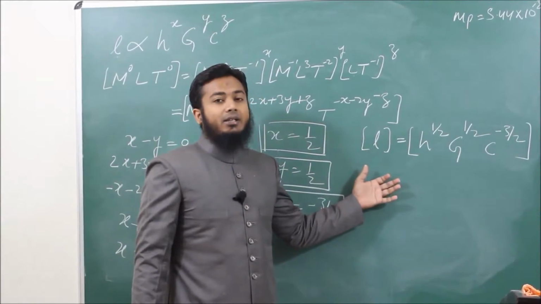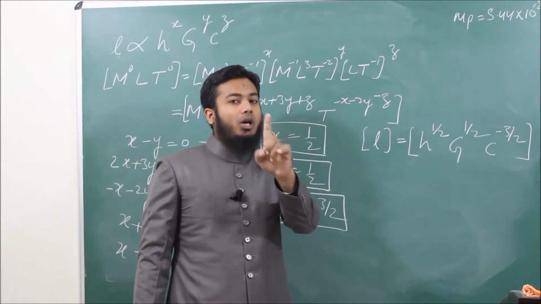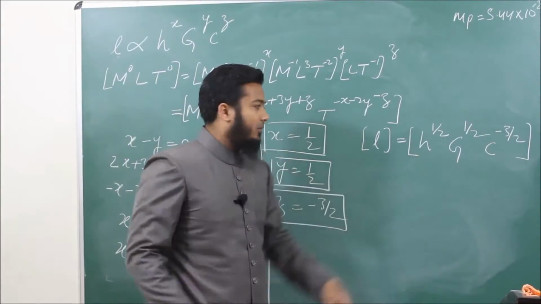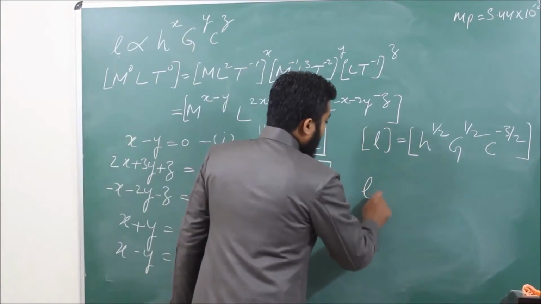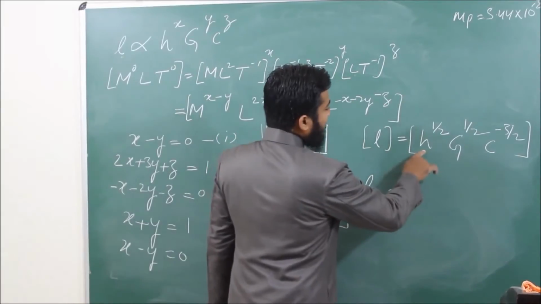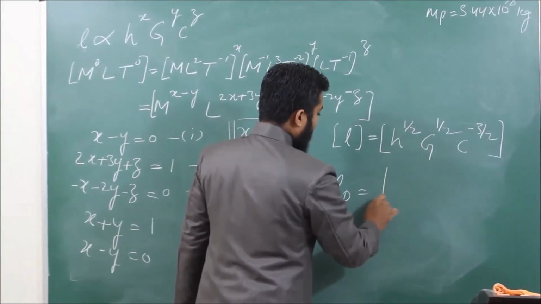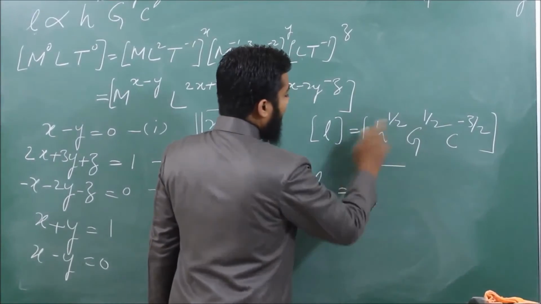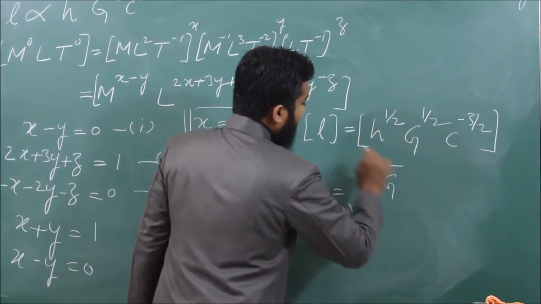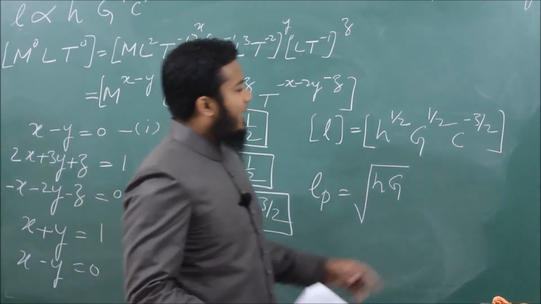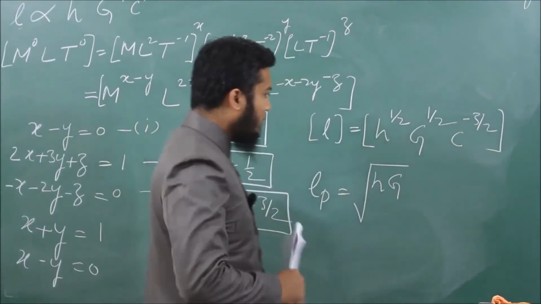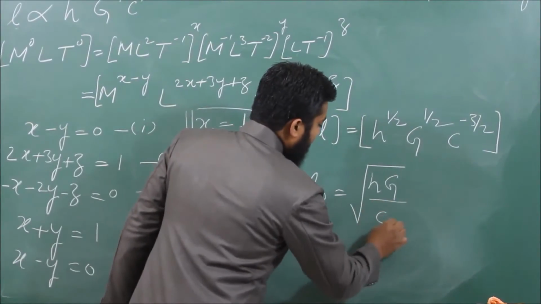Further, you can calculate how much will be 1 unit length in this system. So let's write this LP, Planck length, and H, G have powers plus half. So they will appear in numerator, H into G, and C has power minus 3 by 2. So I can write it like this, C cube.